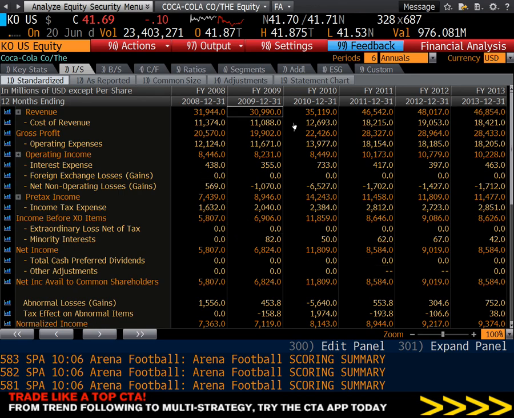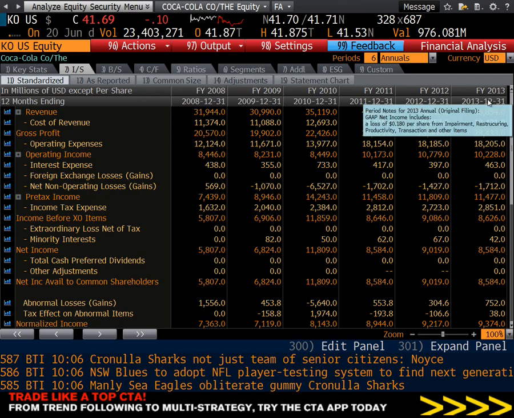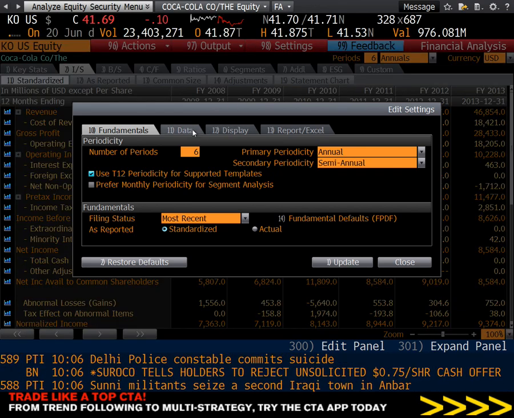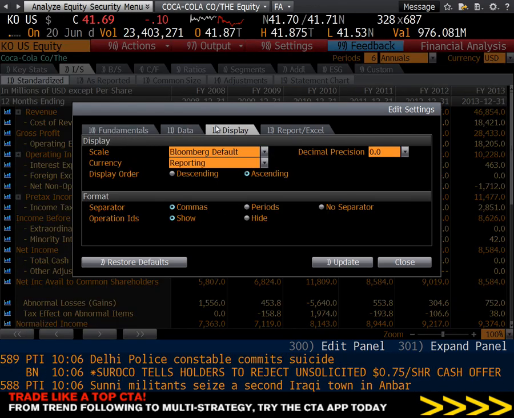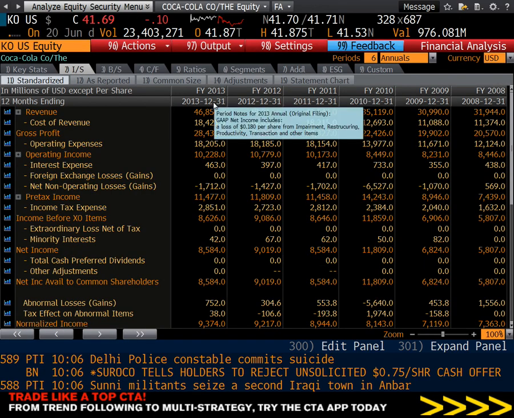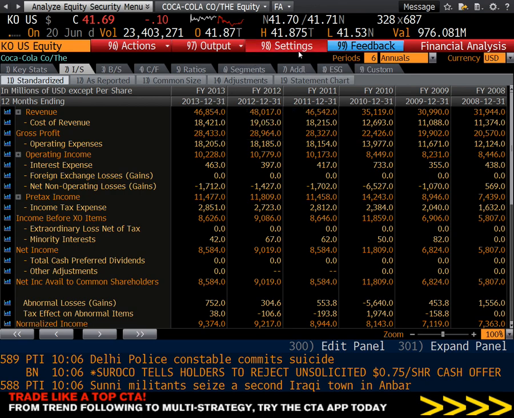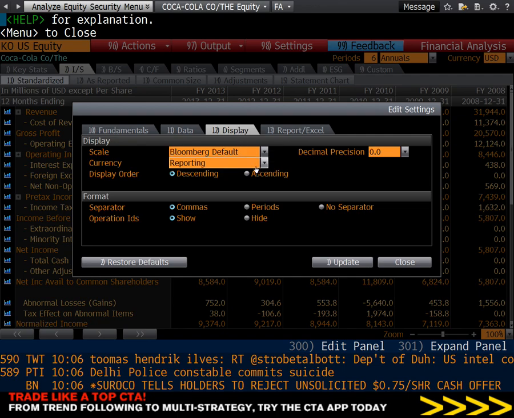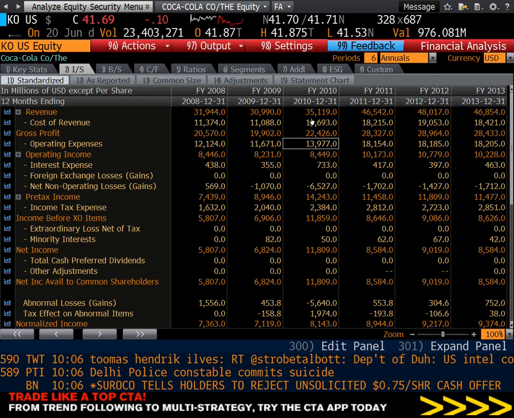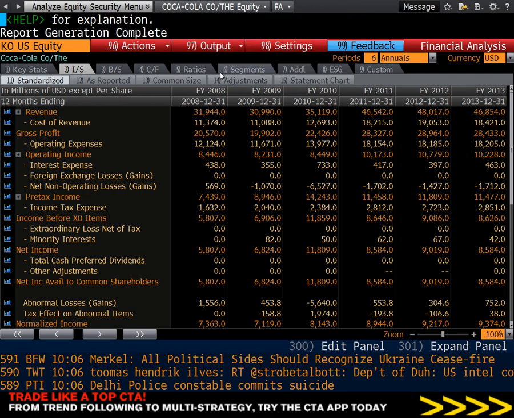But then you'll see on the screen, I just have 6 years of data going from left to right. By the way, just to show it to you, if I go back to settings, data, display, descending, update, notice 2013 is on the left. I didn't want that, I'm just showing it to you. So I'm going to go back, settings, display, ascending, update. All right, so final step, I come up here to output, Excel. I dump it to Excel.